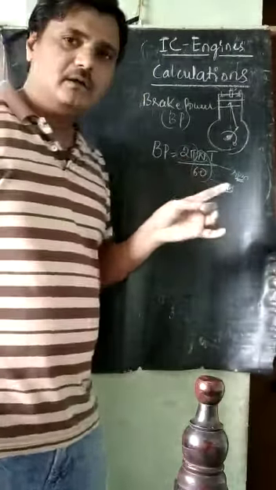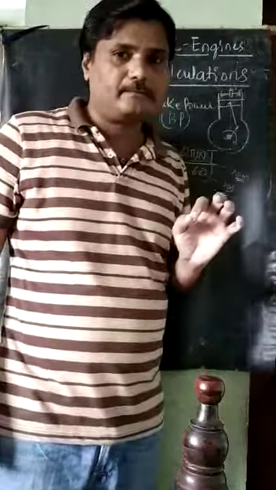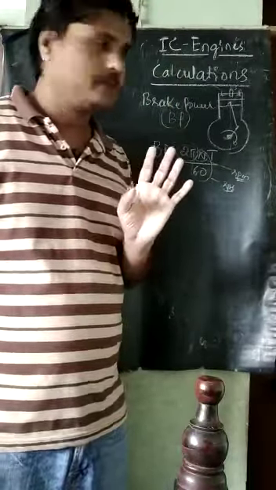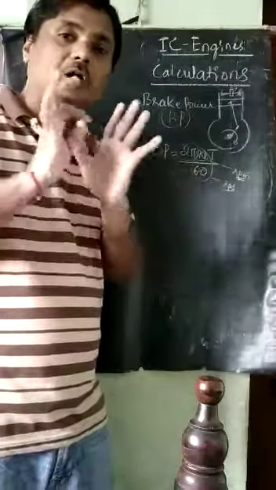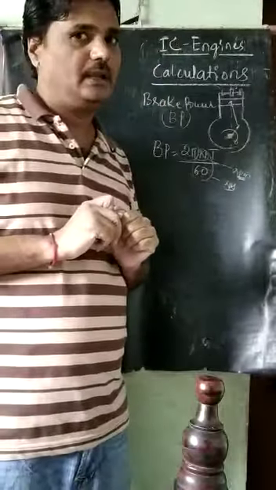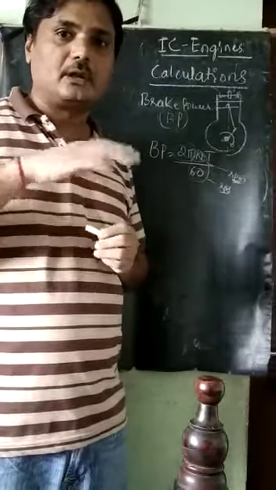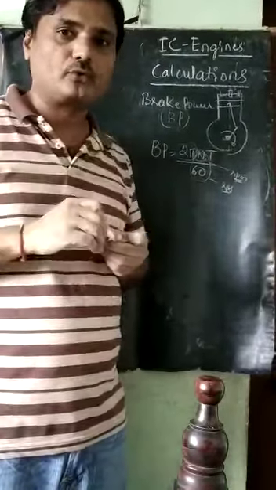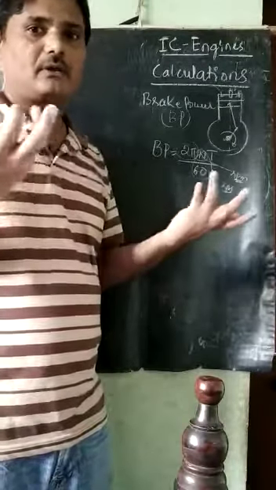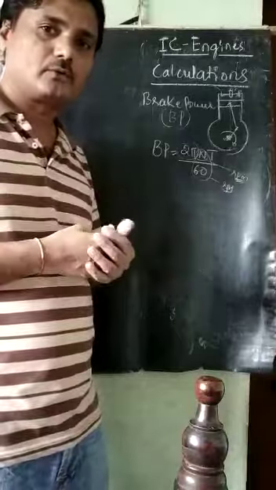Here there is no difference in the case of a 2-stroke or a 4-stroke. We cannot take N by 2 here. For 2-stroke as well as for 4-stroke, it is N only. The formula is the same, because it does not depend on the number of strokes. It is the energy available at the crankshaft, and the crankshaft rotates the same in both cases.